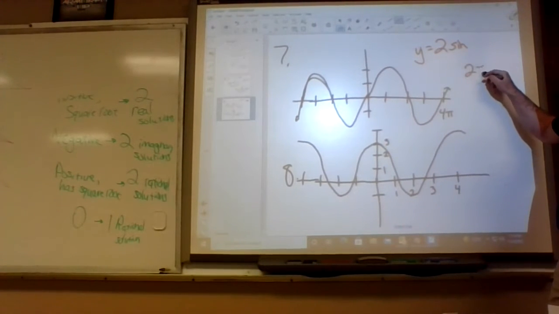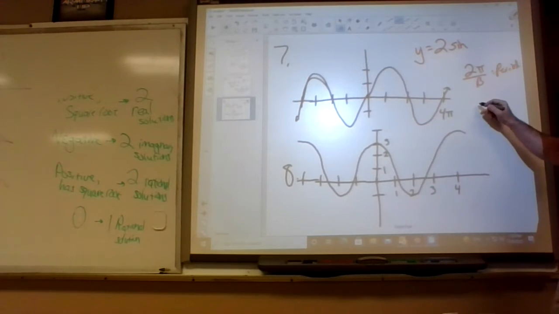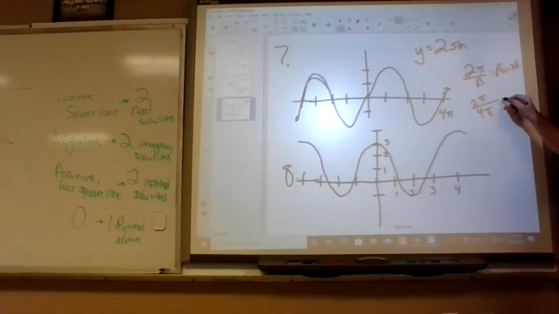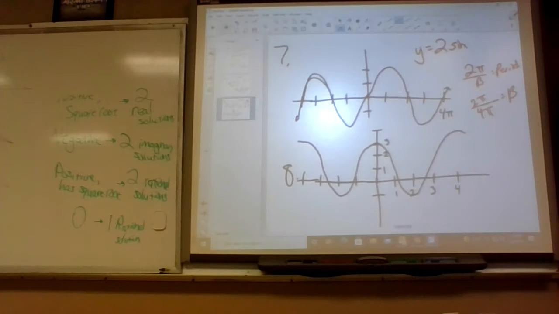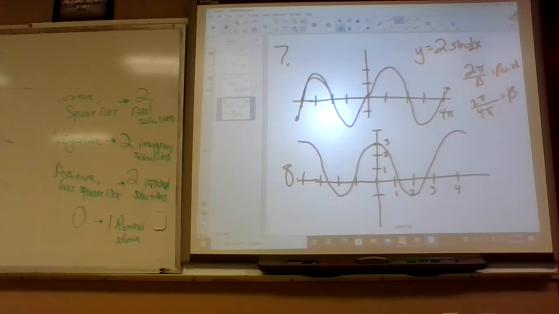Remember how earlier we said 2 pi over b equals the period? These are interchangeable, so 2 pi over the period also equals b. So 2 pi over 4 pi will give us the b value, which is 1/2. So 1/2 should go right there. Did you get 2? Okay.